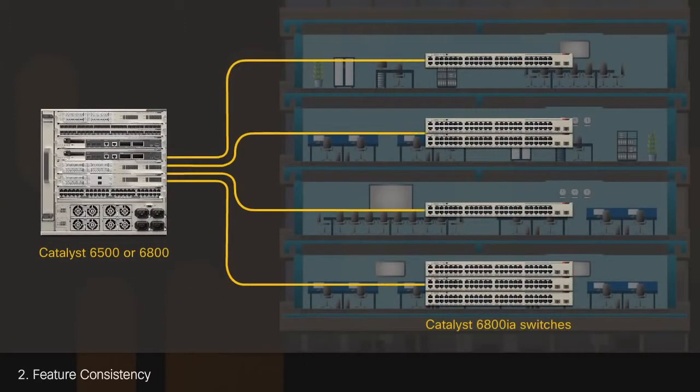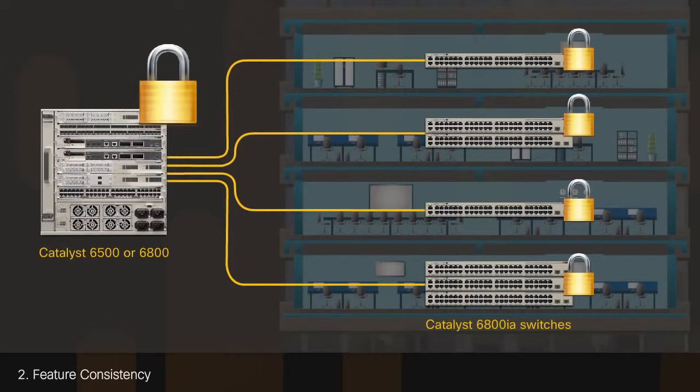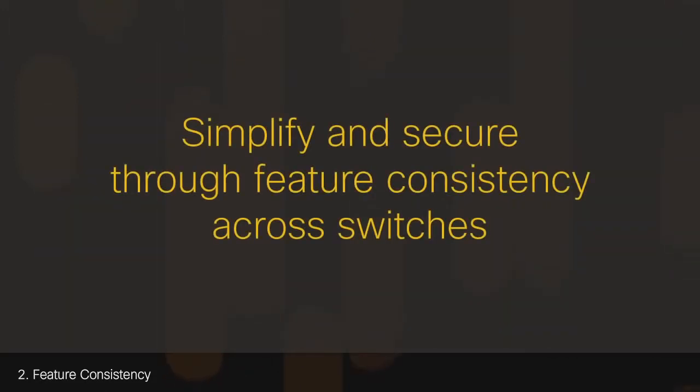With Instant Access, you're able to deploy a single security policy across all Catalyst 6800 IA switches because the switches behave like a single extended switch. Your network is solid and protected, simplified and secure through feature consistency across switches.